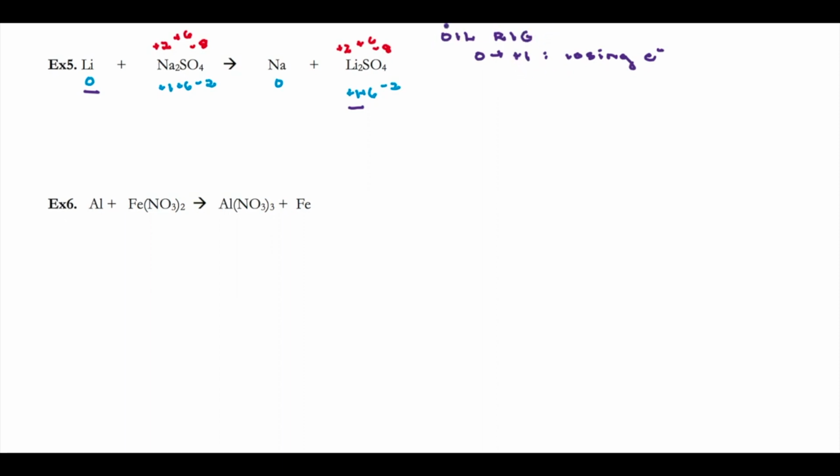All right, so it's a nice little acronym. Oxidation is loss of electrons, reduction is gain. You might also hear LEO the lion says GER. Losing electrons is oxidation, gaining electrons is reduction. Either way, this is how I learned it when I was in high school. Okay, so since lithium is losing electrons, it is going to be oxidized.